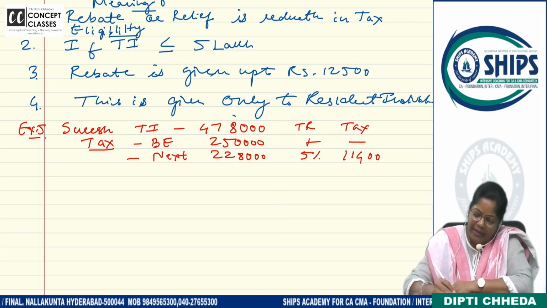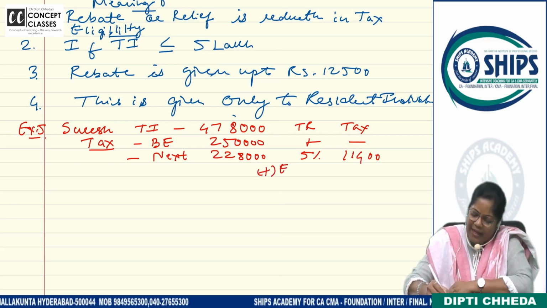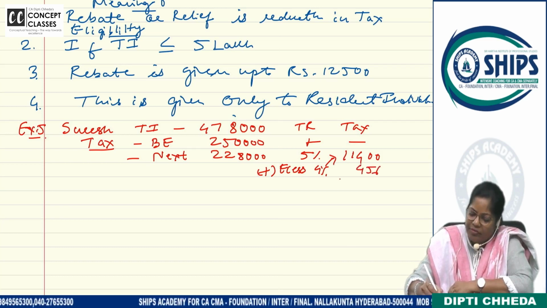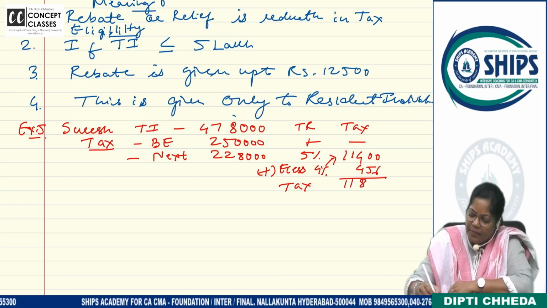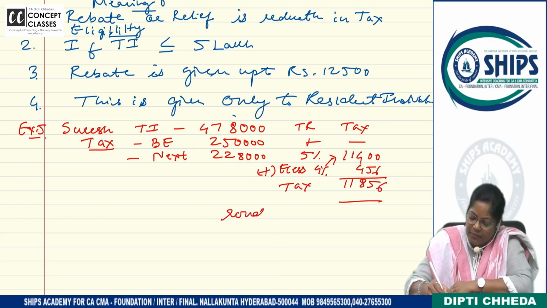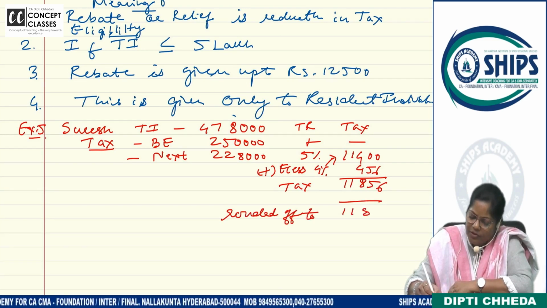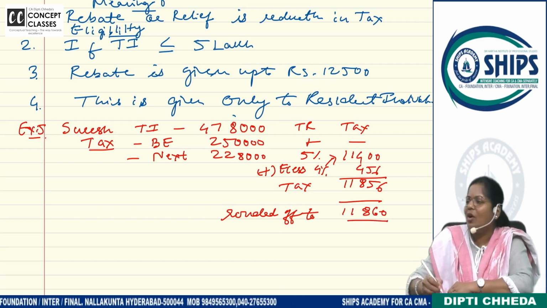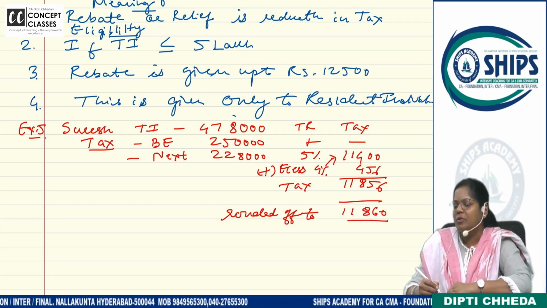11,400. Okay, on that, what should we add? At what percent? How much is it coming to? 456. So what is the tax? Rounded off to 11,860. Clear? If you miss out doing rounding off, 1 mark you will lose.